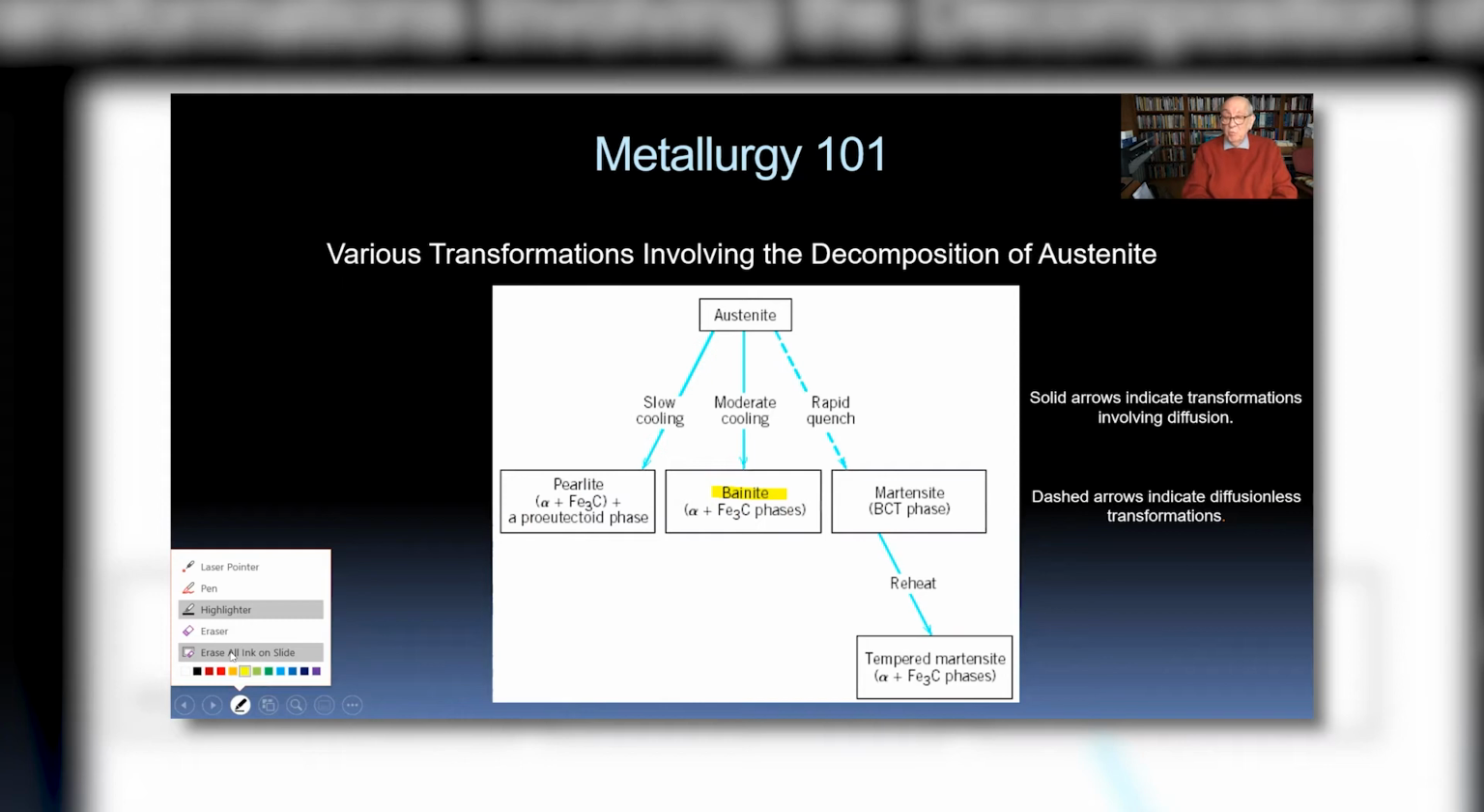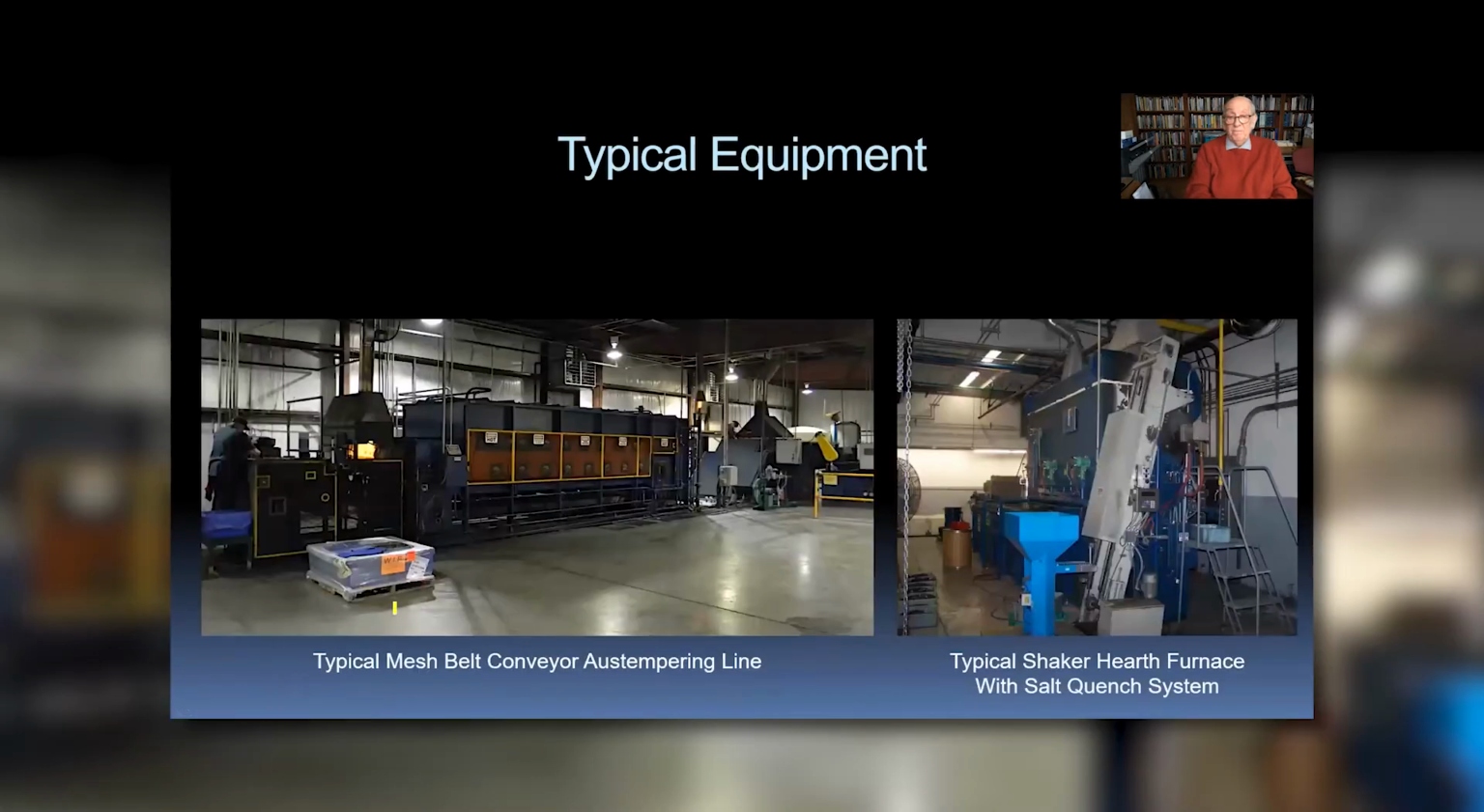Again, words that you're perhaps not familiar with. But the way I like to say it is bainite gives us a microstructure that is not as hard as martensite, but tougher in general than martensite. And we'll explain that as we move forward. But I thought before we do, you might want to see some typical heat treating equipment that's used to austemper parts.